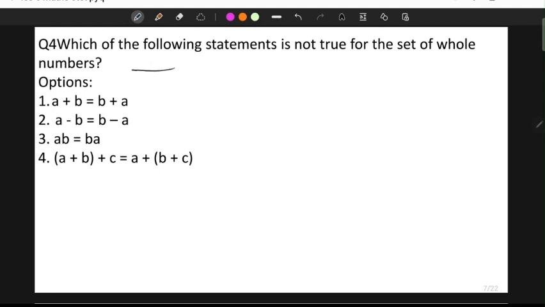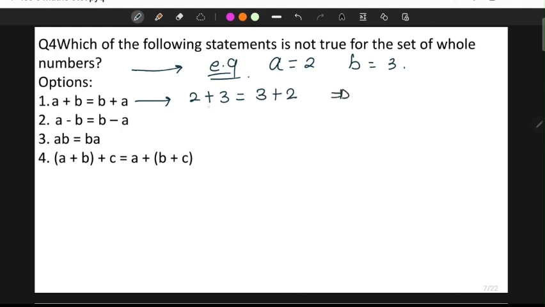For this I'll take an example and then solve all the options. Let A be equal to 2 and B be equal to 3. I'll start inserting the values in the given options. For option A, 2 plus 3 is 5, which is equal to 3 plus 2, which is 5. So this is equal. For option B, 2 minus 3 is equal to 3 minus 2. So here I get minus 1 is equal to 1. This is not equal.